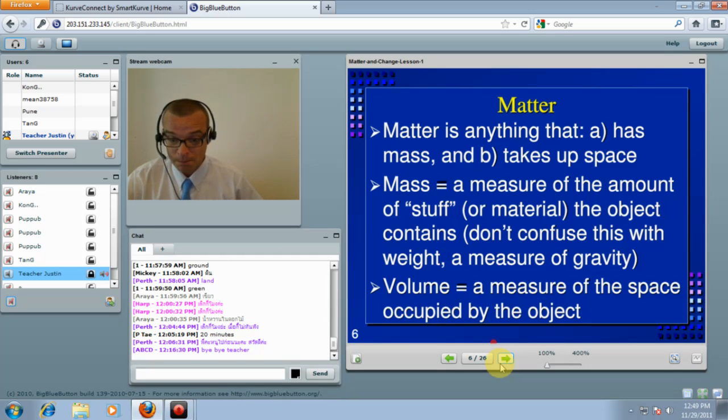Now, volume. I'm sure you've heard this one before. Volume is a measure of the space occupied by the object. A measure of the space occupied by the object. Say, if we were talking about water, the volume in a bottle such as this would be about 0.7 of a litre, I believe, or 700 mil.